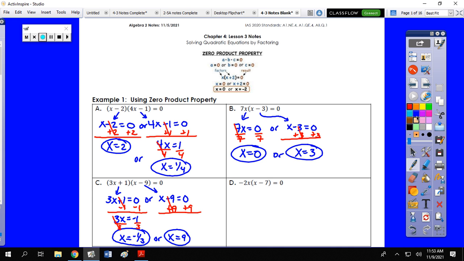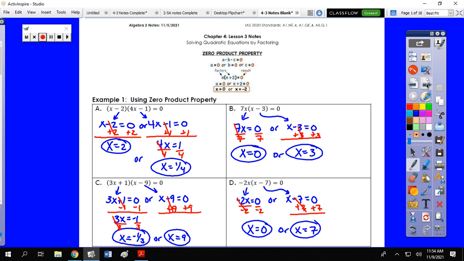Okay, on letter D, same idea. We're going to say negative 2x equals 0, or x minus 7 equals 0. So again, that would mean that the first equation we would divide each side by negative 2. The second equation we would add 7 to each side. And we would end up with x equals 0 or x equals 7. So that's the zero product property.